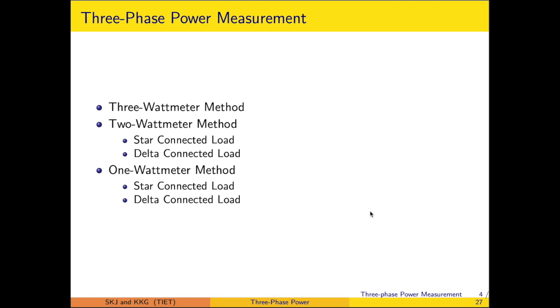So there are the methods for power measurement. They are classified as 3 watt meter method, 2 watt meter method and 1 watt meter method. There are the salient points in favor of, let's say, 2 watt meter method. That particular will be discussed there. There are some procedures for the single 1 watt meter method. That particular will also be highlighted. And there are the restrictions of the 1 watt meter method. That particular will also be highlighted. However, as the load can be star or delta, the 2 watt meter method and 1 watt meter method are discussed for star and delta configurations.